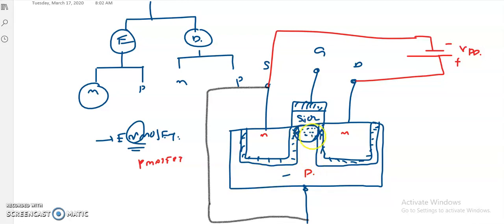If you are able to bring up the electrons in this place, then at this place the depletion layer will be cancelled out, because the electrons are there, and automatically one channel will form like this, and now the electrons may freely flow from source to drain like this.